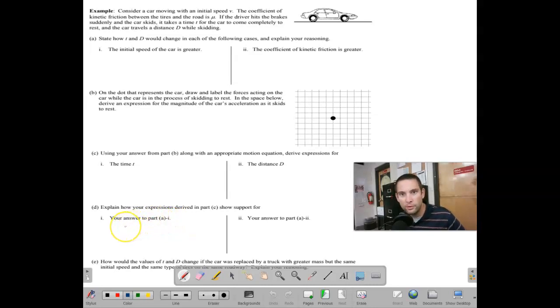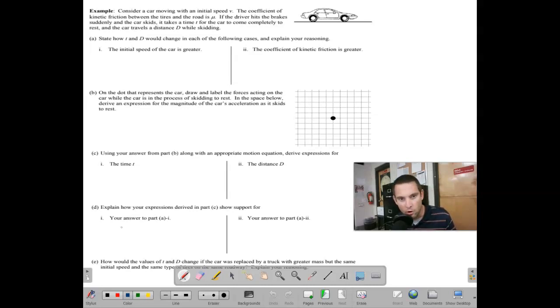Consider a car moving with an initial speed v. The coefficient of kinetic friction between the tires and the road is mu. If the driver hits the brakes suddenly and the car skids, it takes time t for the car to come completely to rest, and the car travels a distance big D while skidding. State how time and distance would change in each of the following cases and explain your reasoning.